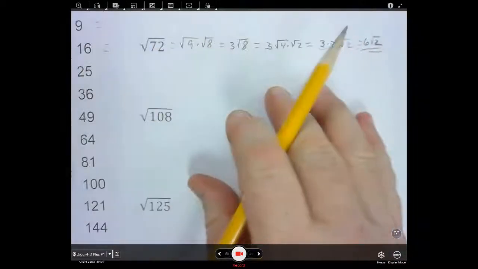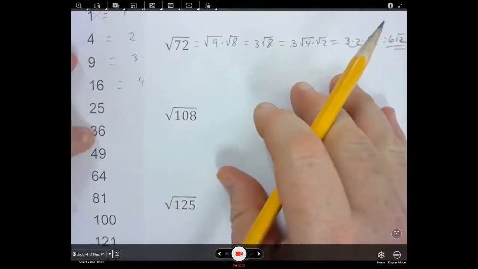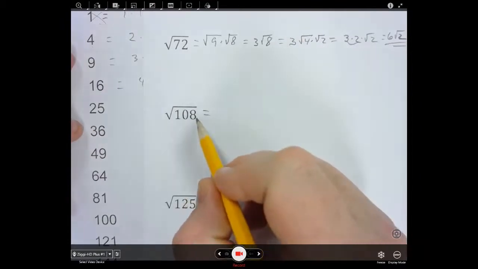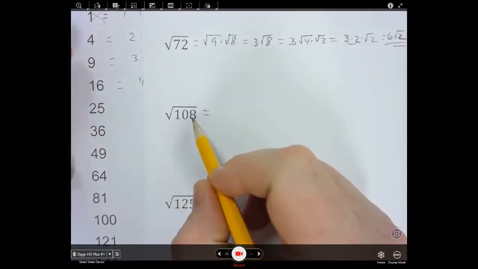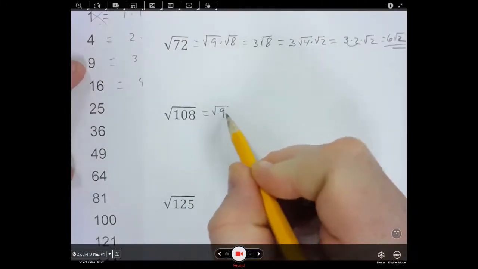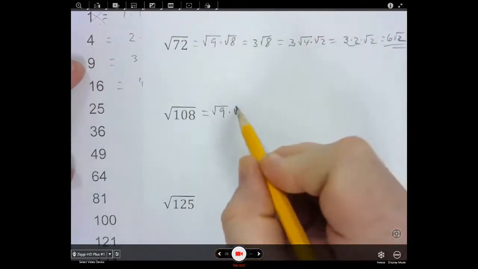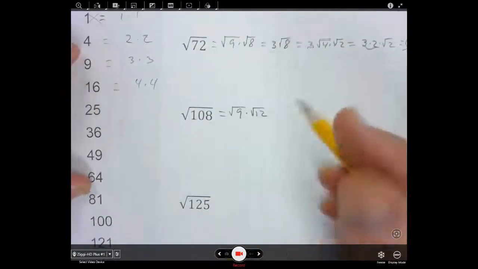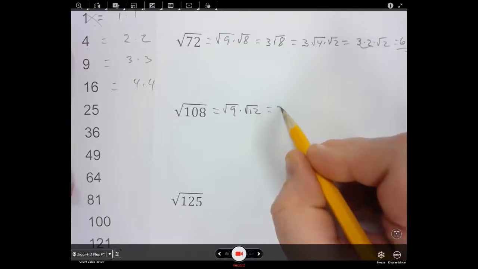For the number 108, we look on our list here, and if you don't know your divisibility rules, there's one right here that we can use. 1 plus 8 is 9. 9 divides by 9, so 9 will go into that number, so we'll break that out into square root of 9 times square root of 12. And of course square root of 9 is just, as we said up here, 3, so this becomes 3 square root of 12.